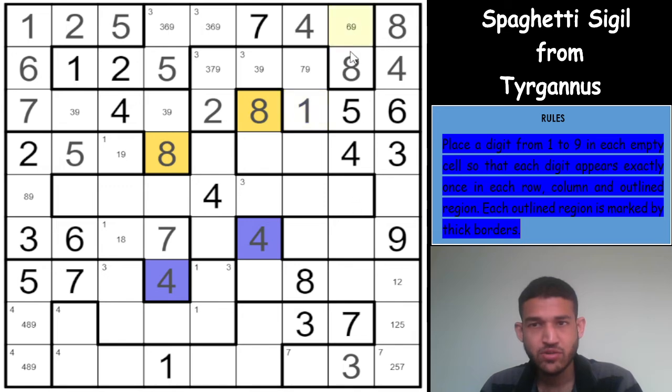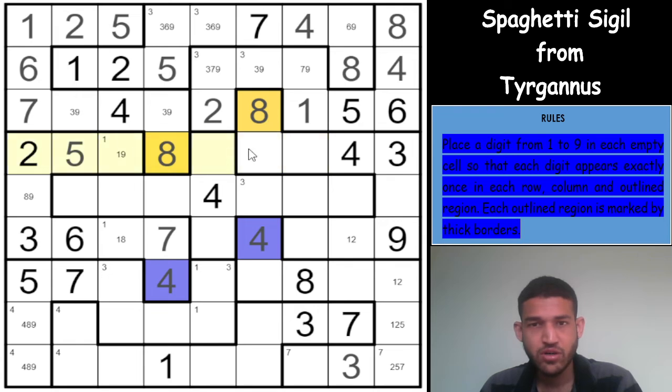Okay, so let's look at this column. Maybe 4, 5, 8, 3 and 7. So we would need 1, 2, 6 and 9. This becomes 1 and 2 because of 6 and 9 here. And this, okay, no clue. So 9 cannot be in any of these cells.